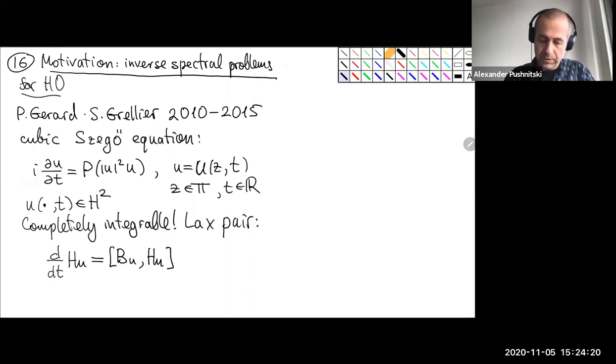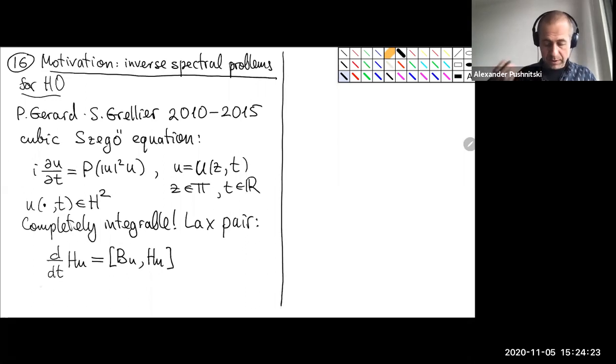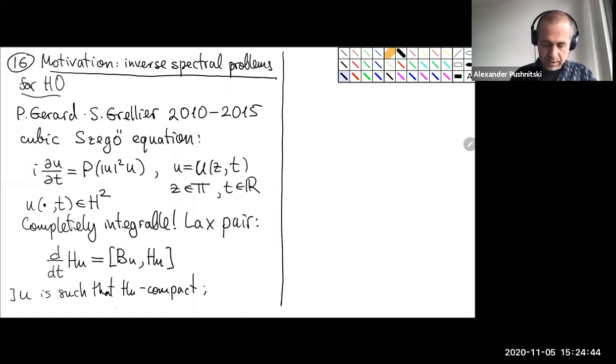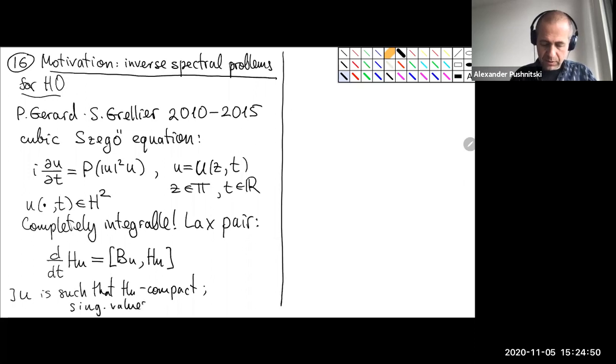Okay, so let's assume that we're working in the class of u where u is such that H_u is compact. We assume this, and then the singular values of H_u are conserved by these dynamics, the integrals of motion.